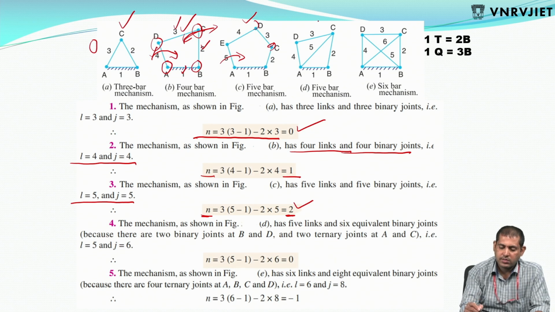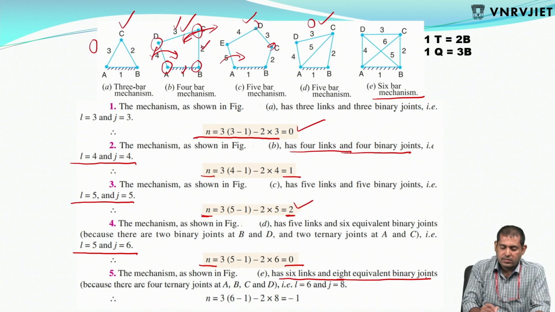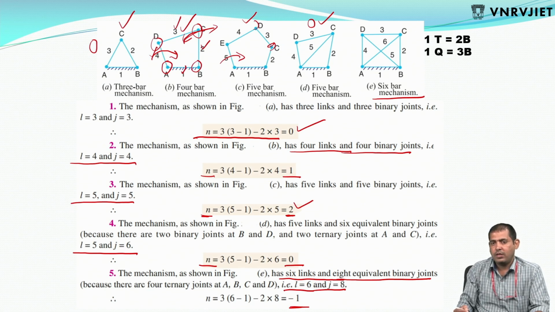Next, the fourth case where links are 5, joints are 6. Now you substitute here, N is equal to 0. It's completely 0 degrees of freedom. Now fifth, again if you consider this, the mechanism shown is a 6-bar mechanism having 6 links, 8 binary joints, L is equal to 6, J is equal to 8. It comes to -1 in terms of N. It is a negative degree of freedom. Okay, it will not move.